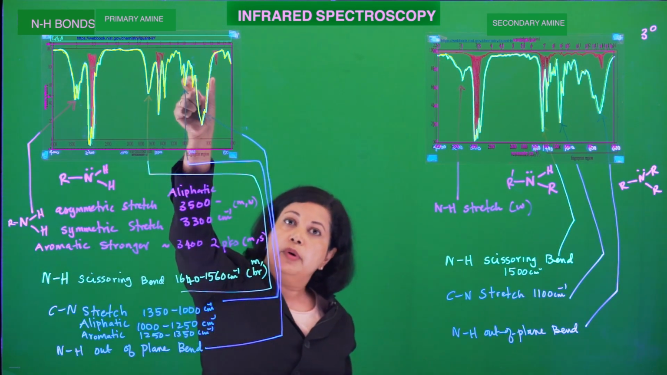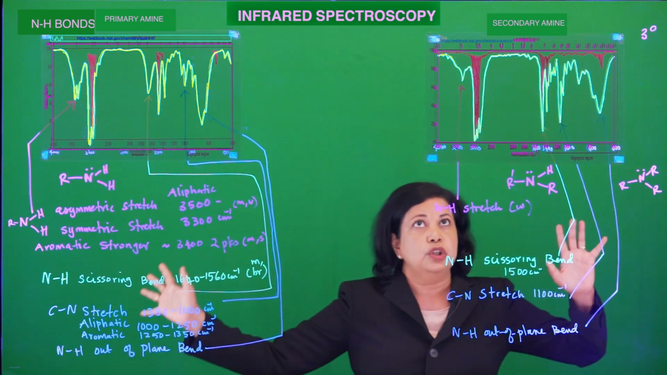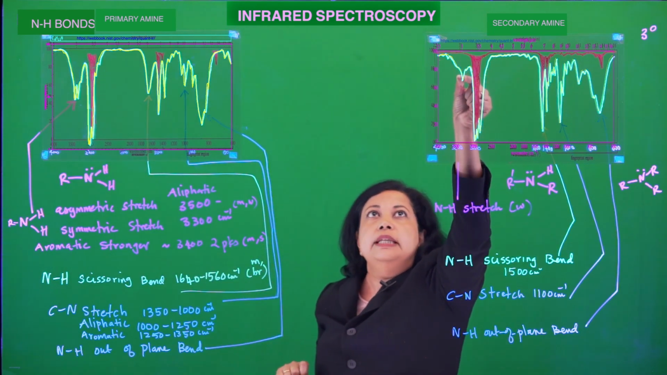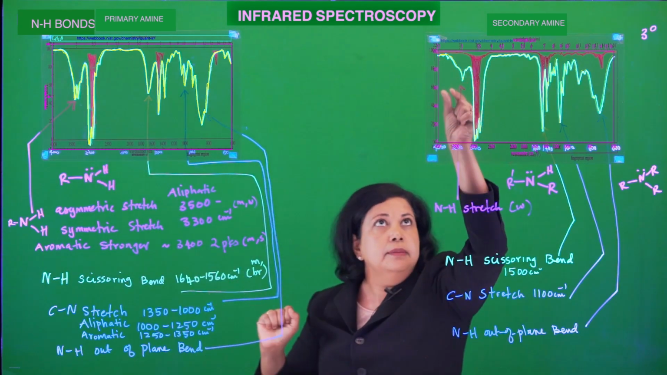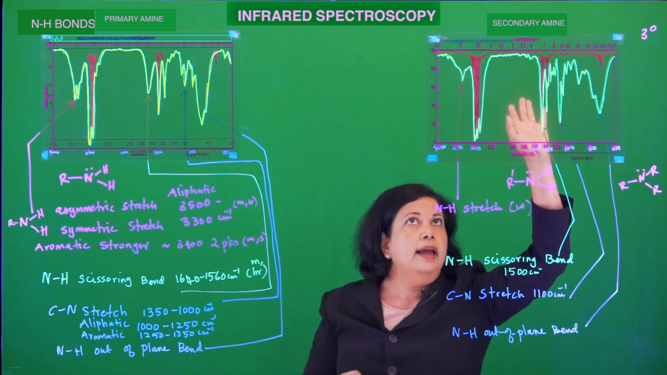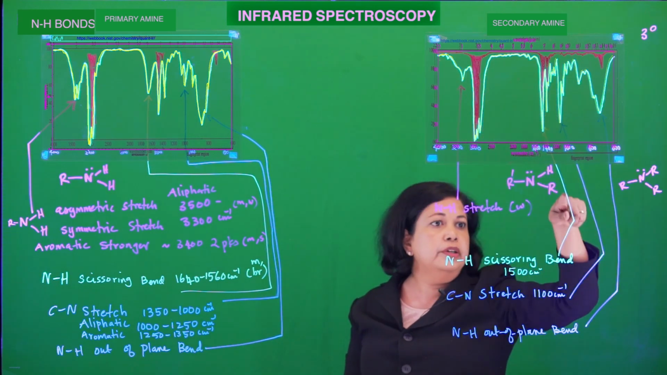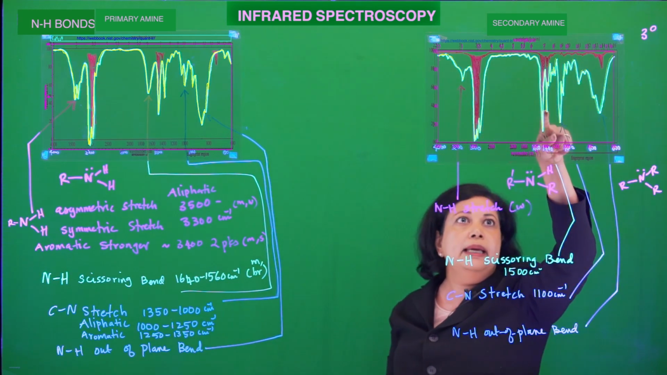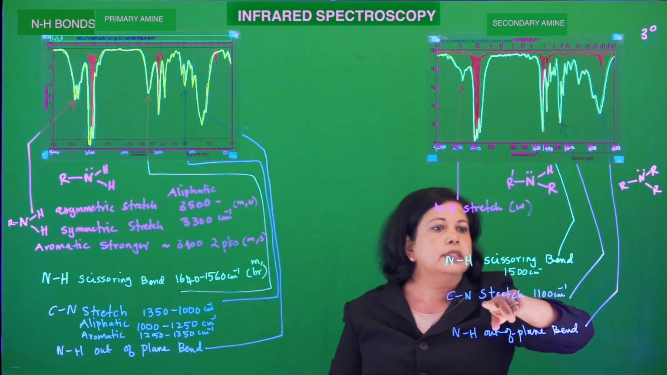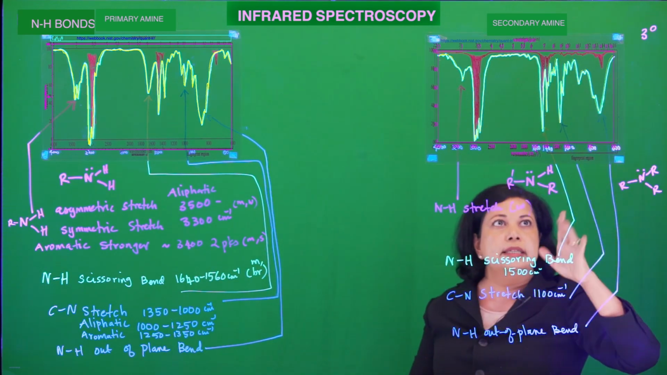You have a very broad peak here for your NH out of plane bend. Secondary amines, when you compare, only have one spike here. These are typically medium. They don't come all the way down here. They're usually somewhere up here, and there's only one spike. If you go down here, around 1500 is your NH scissoring bend, and you can see it over here. Now the CN stretch is around 1100, and the out of plane NH is around 700.